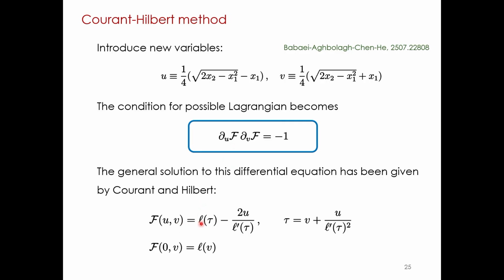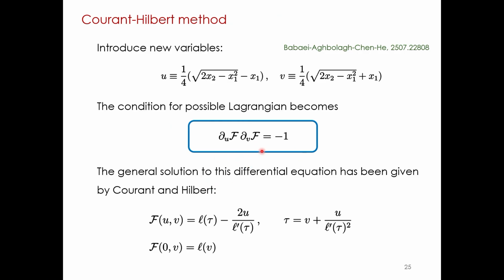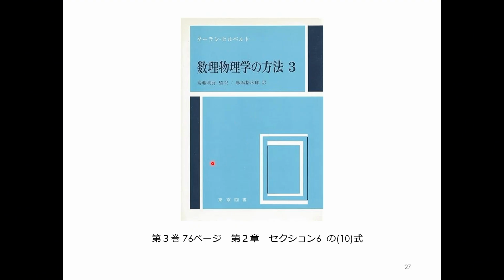And this F is parameterized by L. L is an arbitrary function satisfying these boundary conditions. Actually, this was explained in the book by Courant-Hilbert. This is the English version, Methods of Mathematical Physics. This solution is written in volume 2, page 91. This is the Japanese version. So this is the page of the Courant-Hilbert solutions.